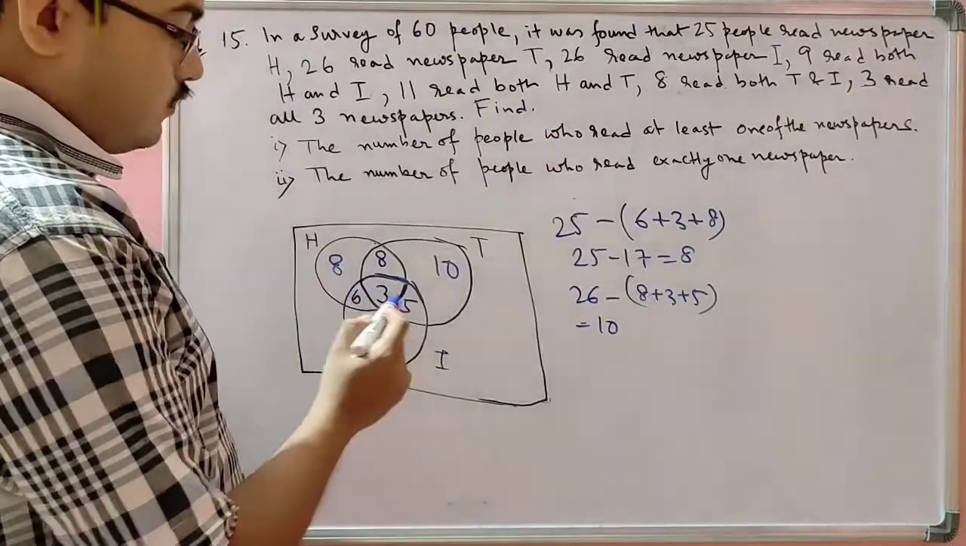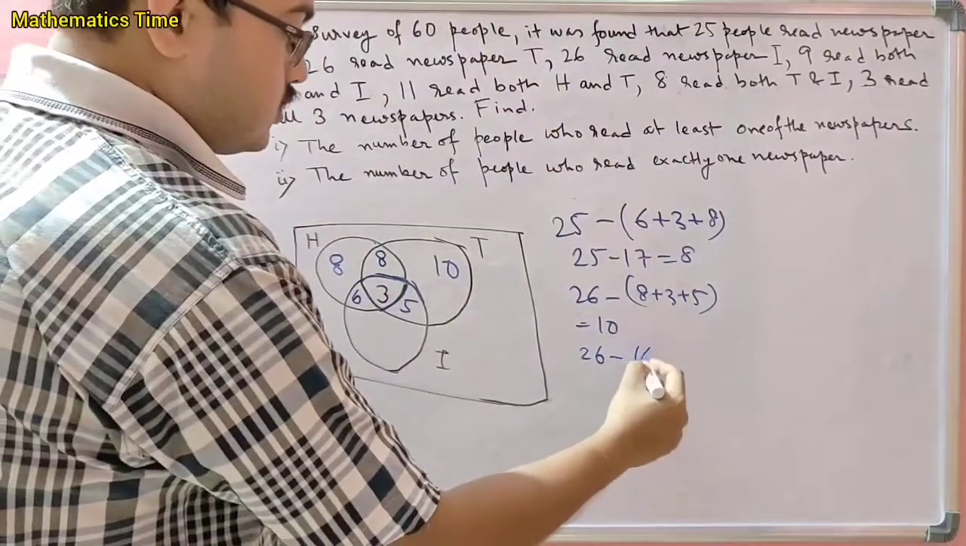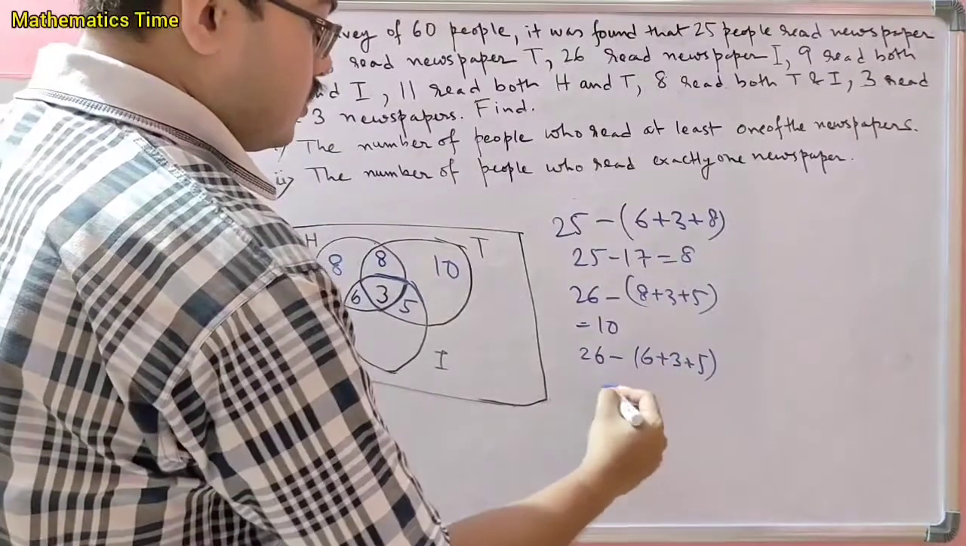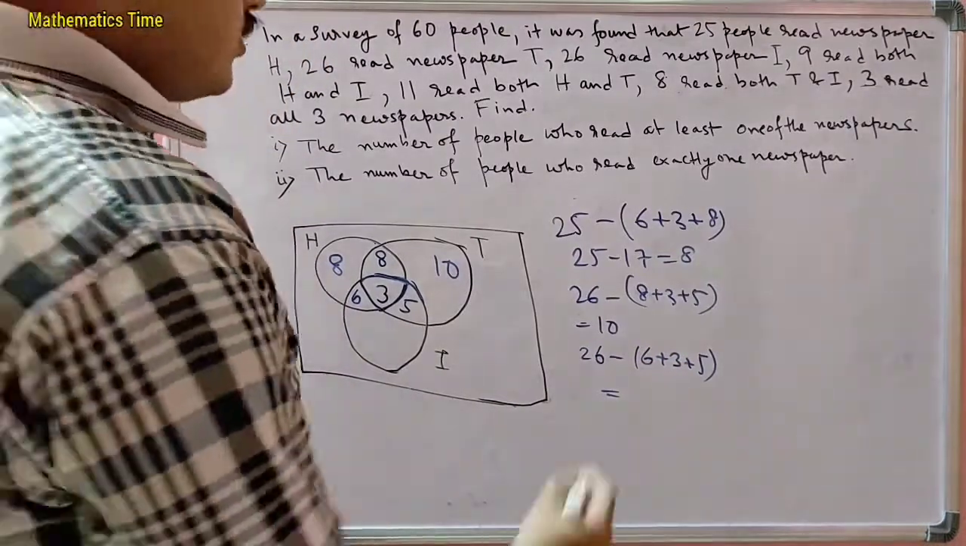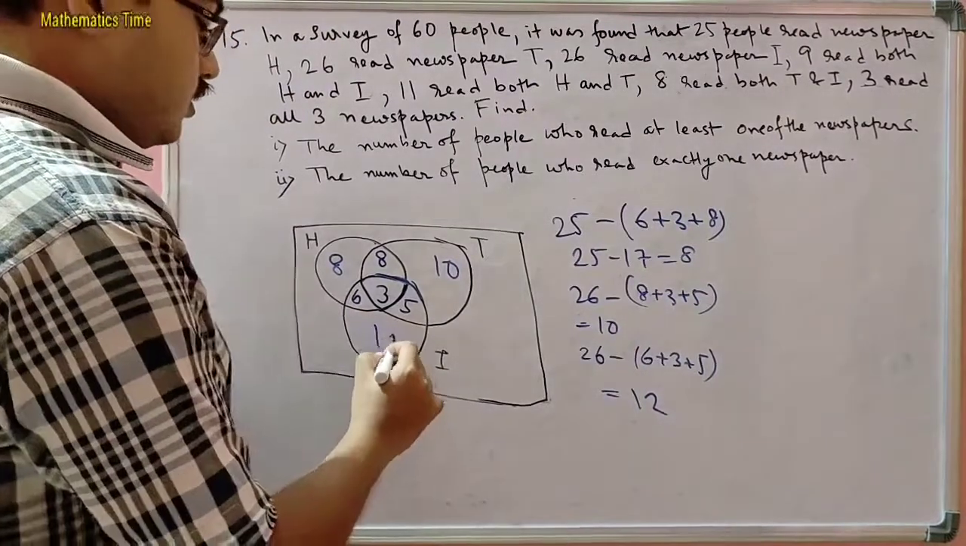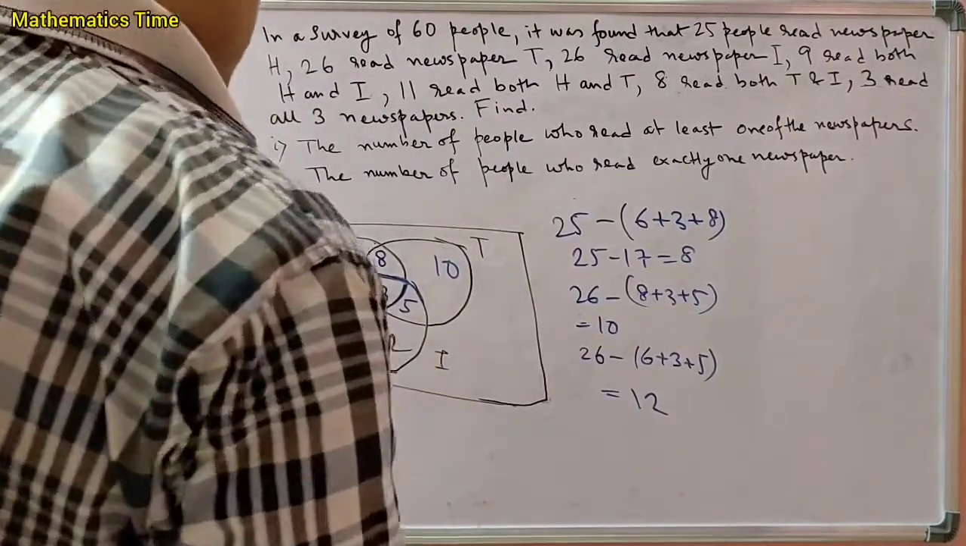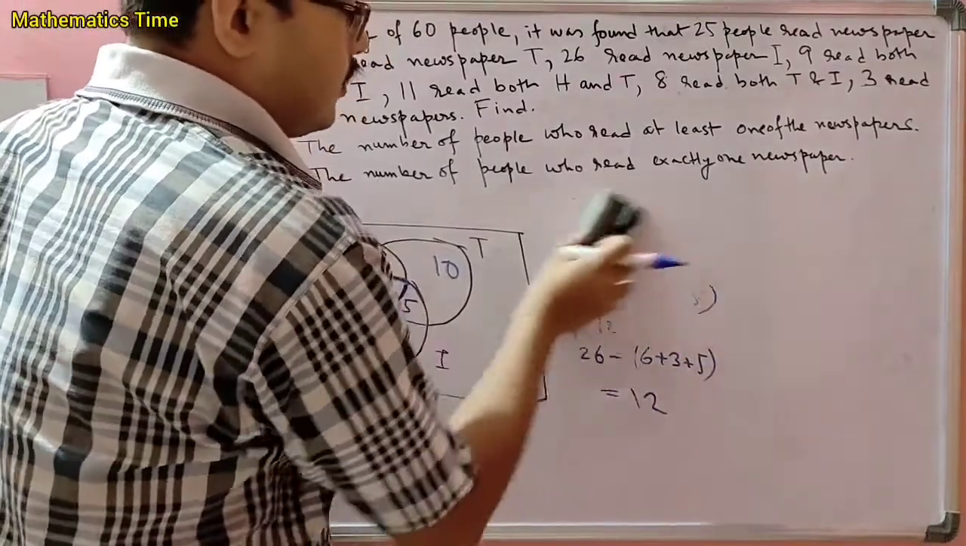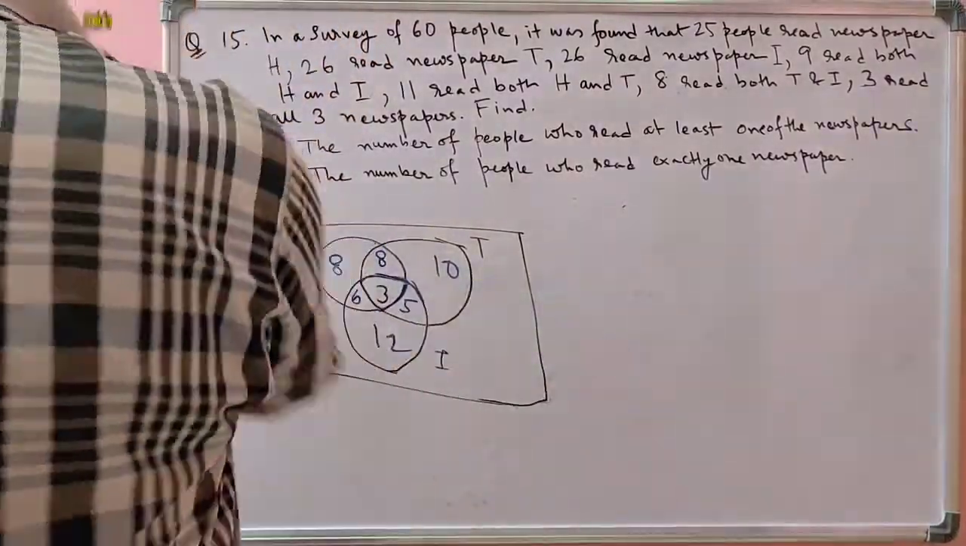And for I, 26 read newspaper I. So this will be 6, 3, 5. 26 minus 6 plus 3 plus 5, that is 11 plus 14. 14 minus 6, 26 minus 14, that is 12. Here it will be 12. So let's solve the problem. It will be quite easy.